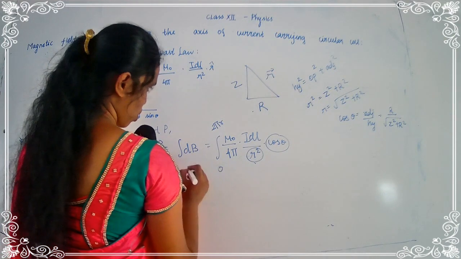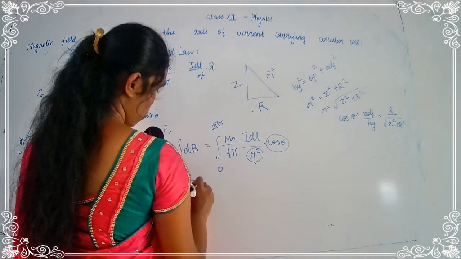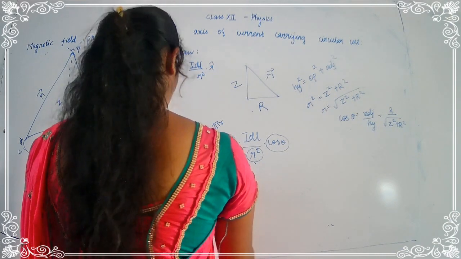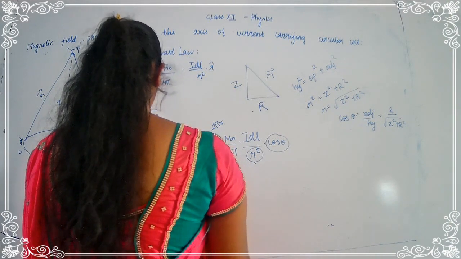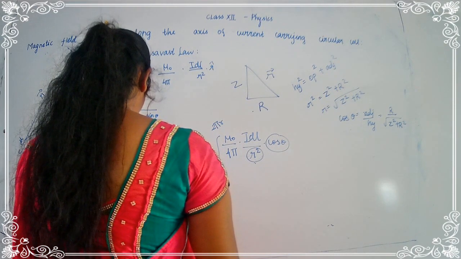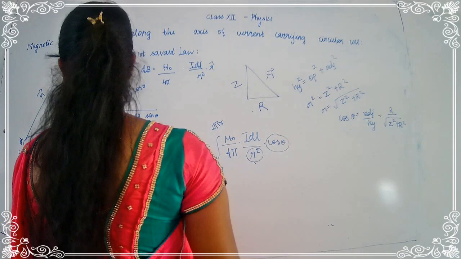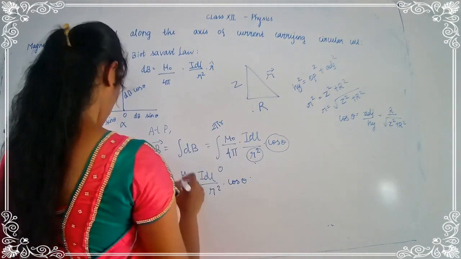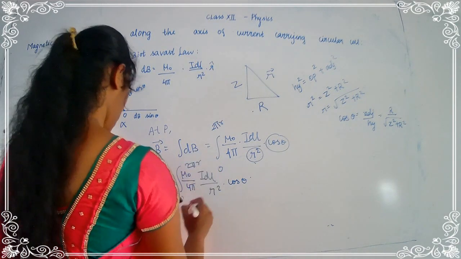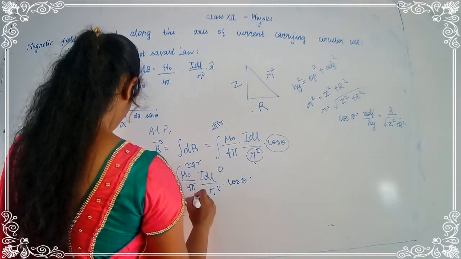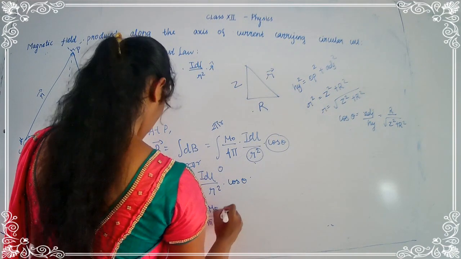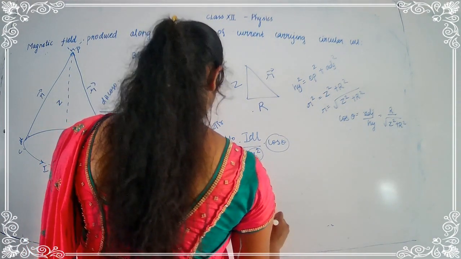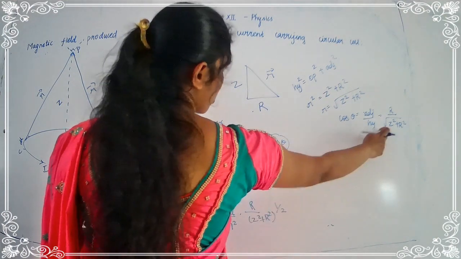So common terms mu naught by 4 pi, I dl by r square into cos theta. So here 0 to 2 pi r. So what happens, mu naught by 4 pi I dl by r square into cos theta, how do we write it? r by z square plus r square, the whole power 1 by 2. Why do we write it like that? Can we write the root as power 1 by 2? Okay.